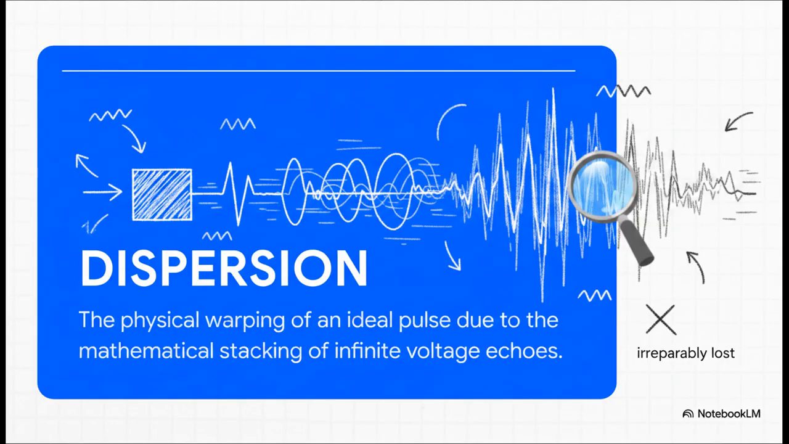This whole disastrous phenomenon has a name. It's called dispersion. It is the physical warping of our perfect pulse into a degraded mess, all because of the mathematical stacking of those infinite echoes. And here's the bottom line. The reason this is so catastrophic, that distorted shape means a digital 1 might get mistaken for a 0 or a 0 for a 1. The data itself is corrupted and the waveform is lost forever.